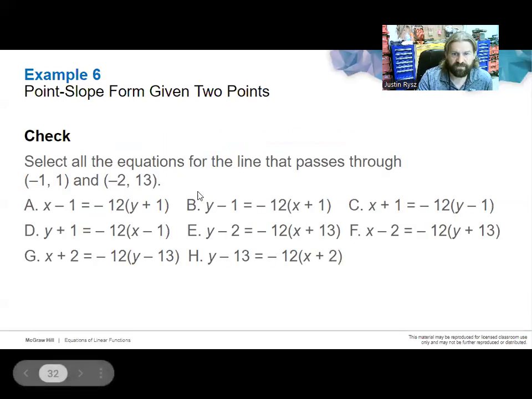All right, next one, try this one on your own and see. Oh, wait, let's not even worry about this A, B, C, D. Let's see if you guys can write this in the right slope intercept form.